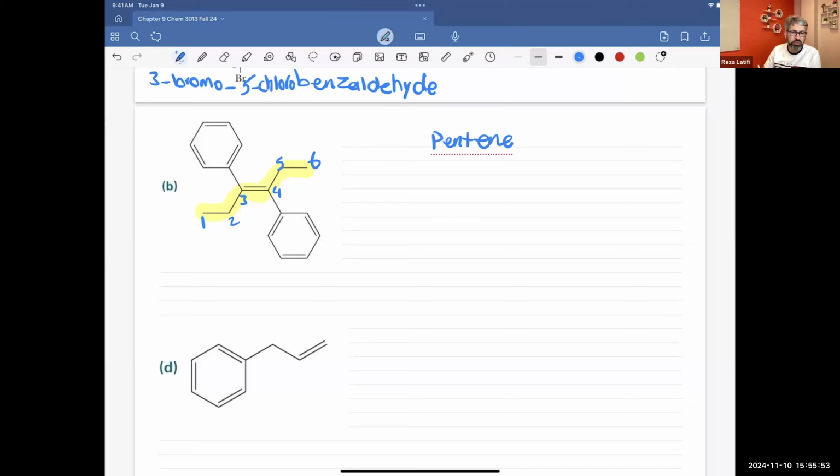And now on the 3rd and 4th carbons, I have 2 phenyl groups. So I go 3 and 4 diphenyl, and then I say pentene. Okay, pentene. 3 and 4 diphenyl pentene.